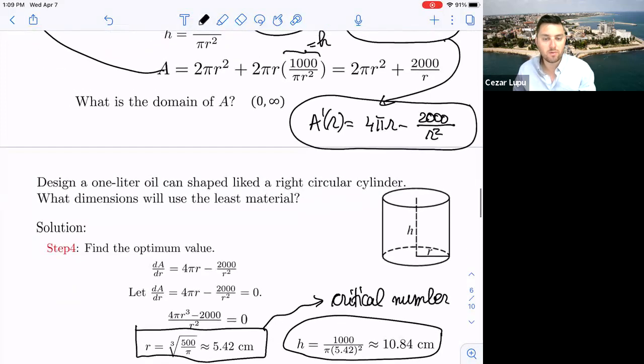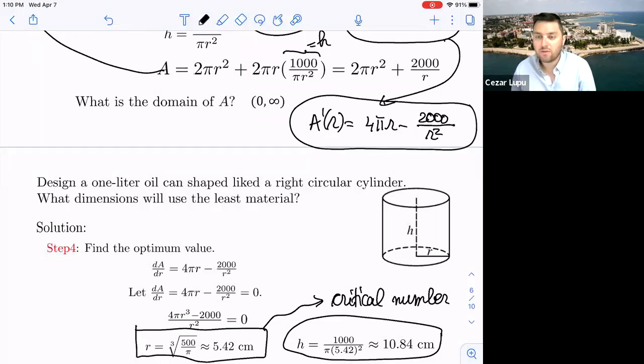So h is 1000 over pi times the cube root of 500 over pi, everything squared. Or if you want to replace this by its approximate value, you can do that. And as you can see, you have the approximate values for these two. So r is 5.42 centimeters, and h is more or less 10.84. All right, great. So this is the critical number.